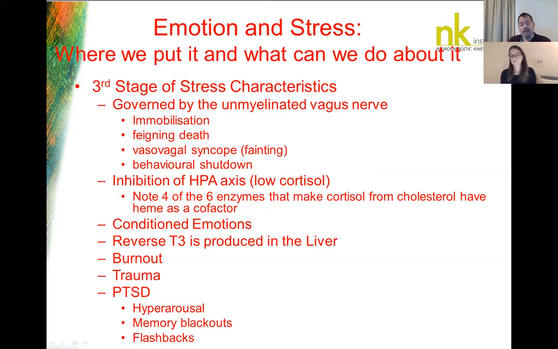And because actually reverse T3 depresses metabolic activity, which is exactly what the unmyelinated vagus nerve does too. So you start to see, oh, there's a common thread here.